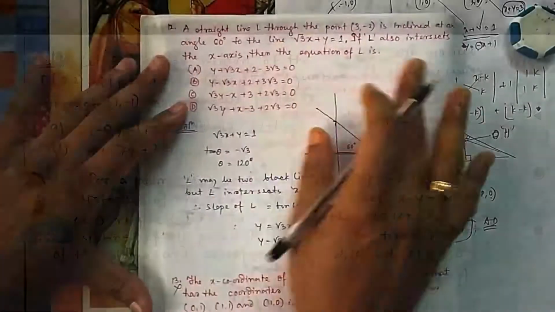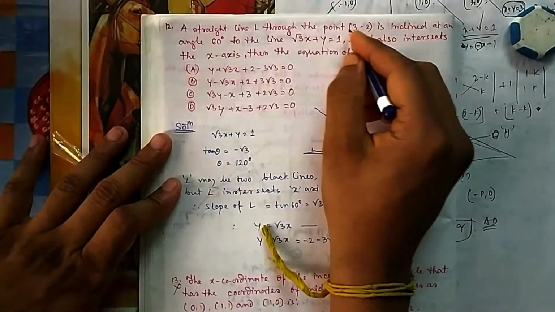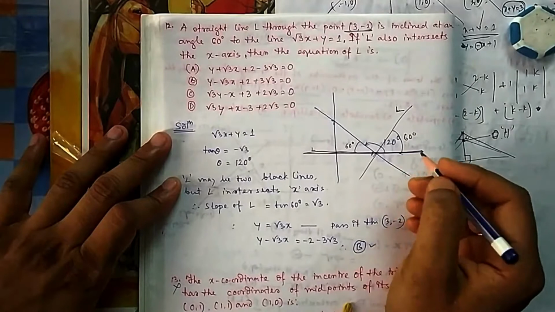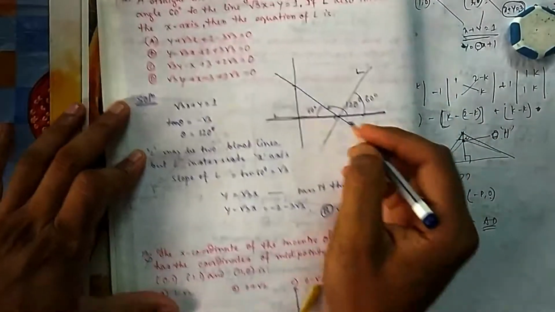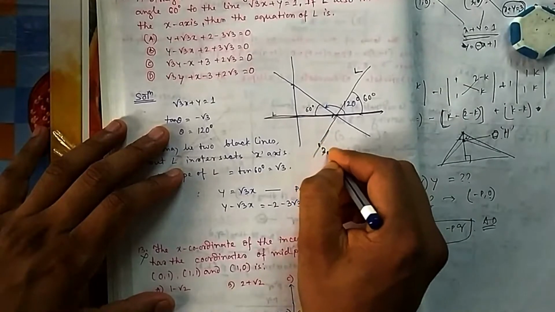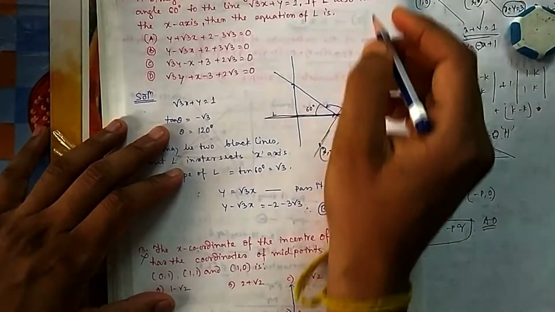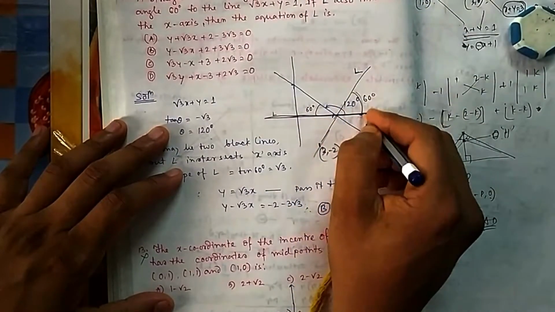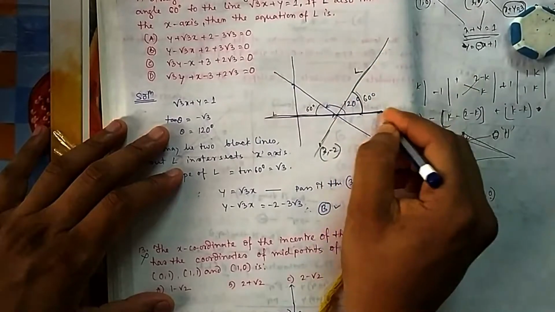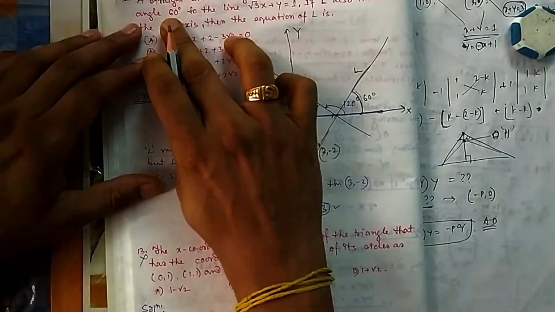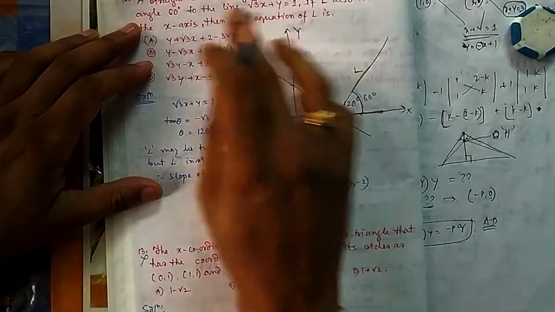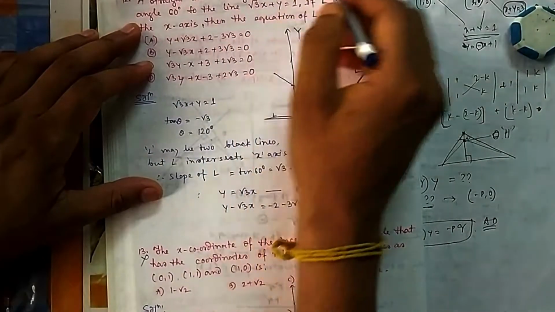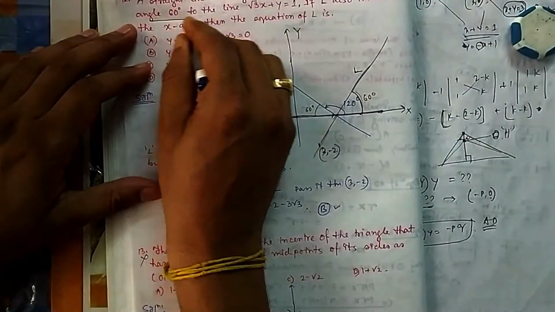Now if you come to question number 12, the straight line L passing through the point 3, minus 2. Suppose this is the point 3, minus 2, and this is the line L through which it is passing, inclined at an angle of 60 degree. This is the angle through which it is inclined with the x-axis, angle 60 degree with the line this one.